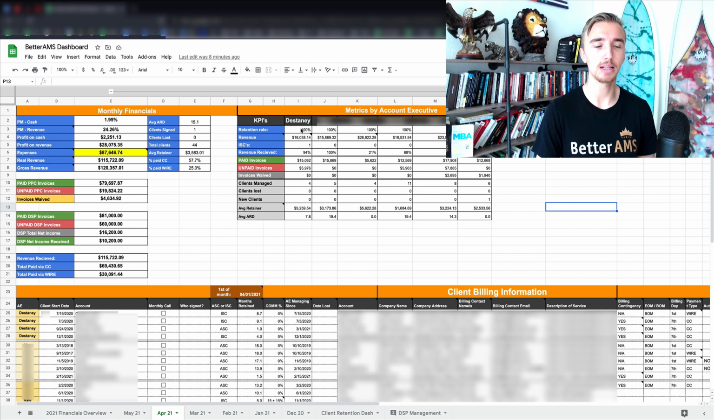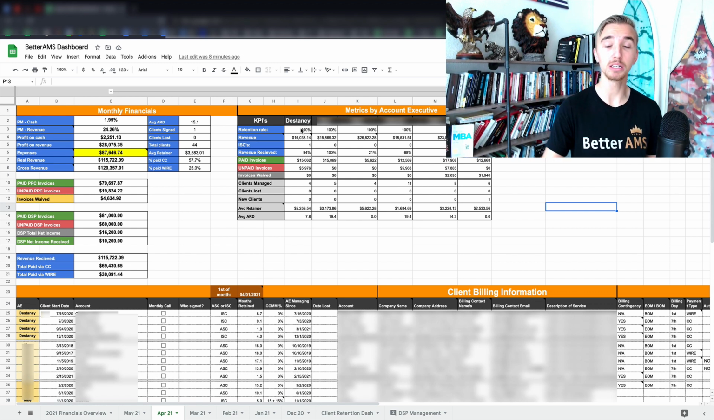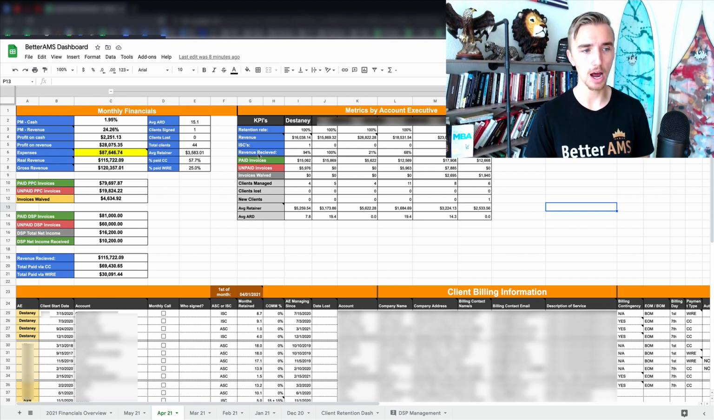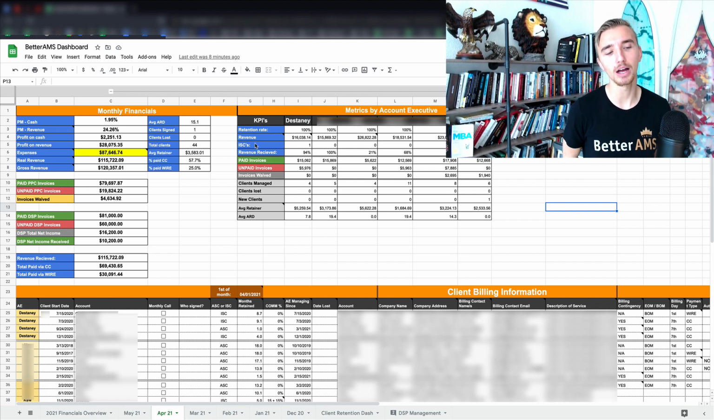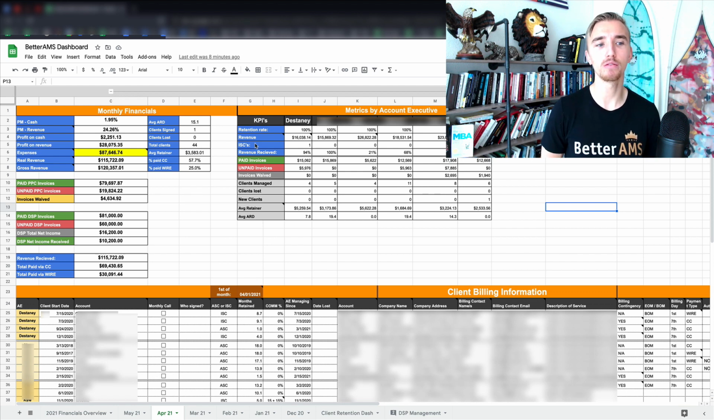Revenue for Destiny, this is the amount of client revenue that she is managing. That is 16,000. ISC stands for independently signed clients. Essentially, that just means that she signed one client this month. I won't get into ISCs and what that means. We kind of have changed it. Revenue received, this is the AR of Destiny, so the accounts receivable, basically how much of Destiny's client invoices have been paid.